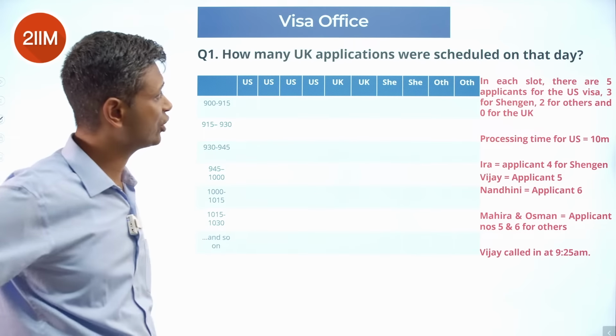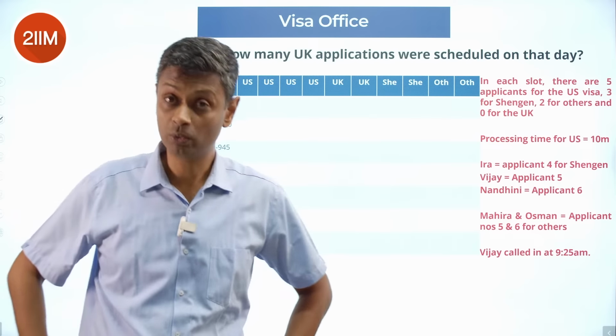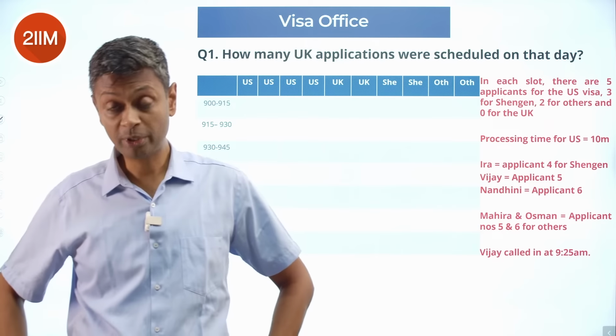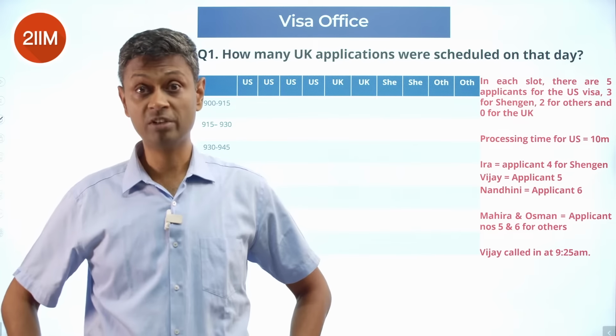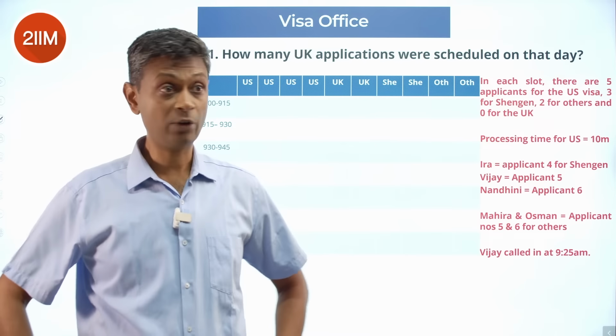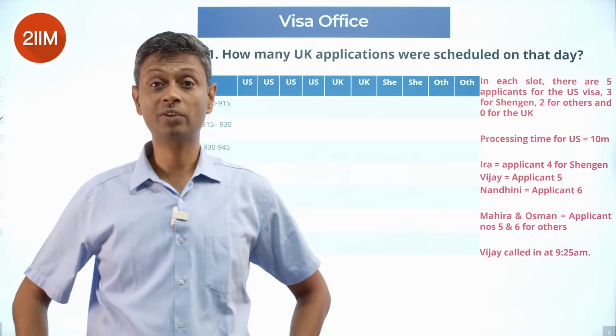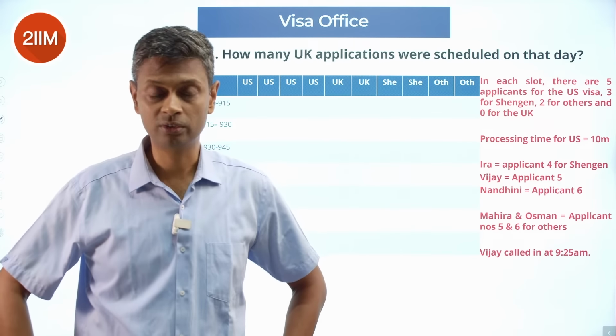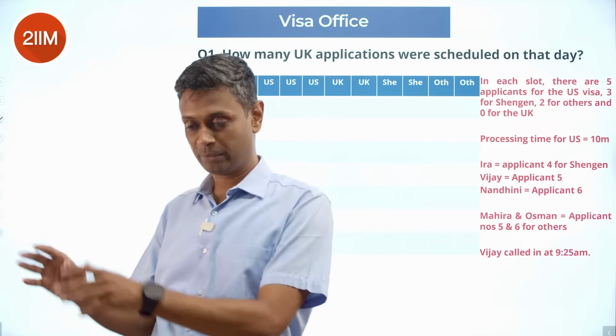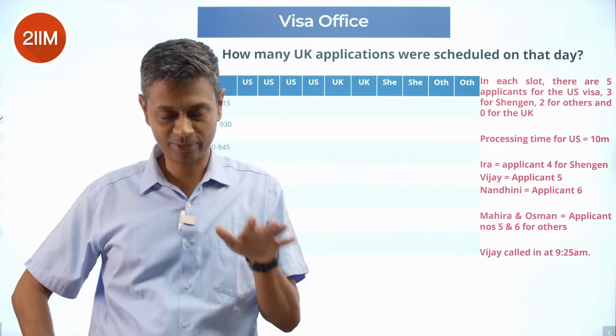How many UK applications were scheduled on that day? Zero. In my head, I simply couldn't reconcile the fact that there were zero UK applicants and all slots were full. I would look at this and go, at any point of time, the two guys sitting in the UK counter are idle. How can we say the slot is full? But hey, my silly interpretation is not the way to go.